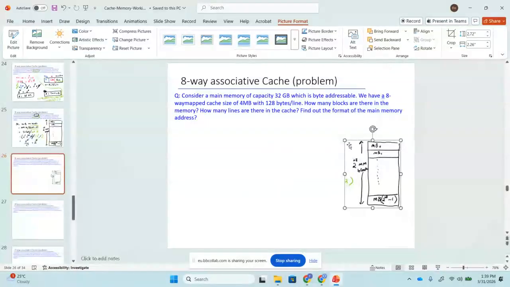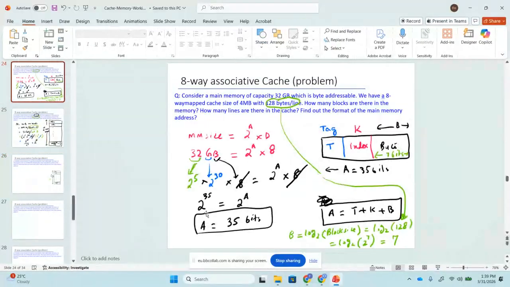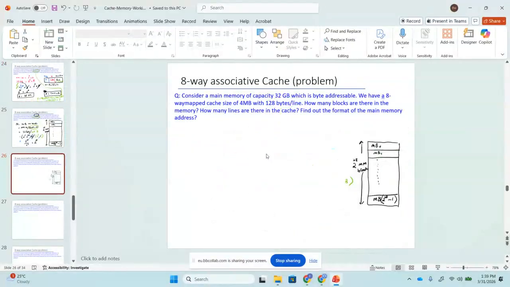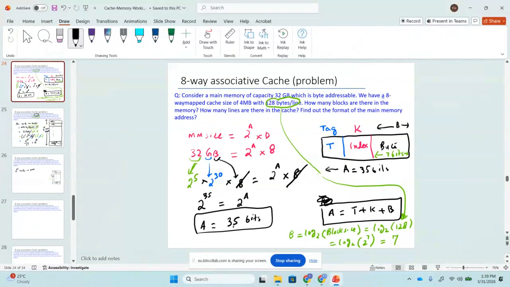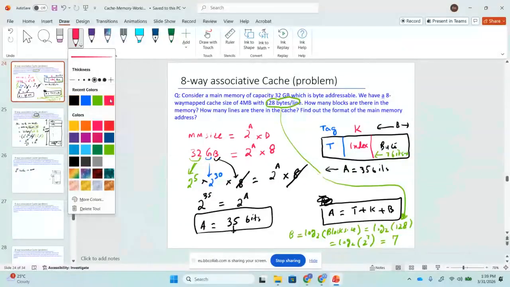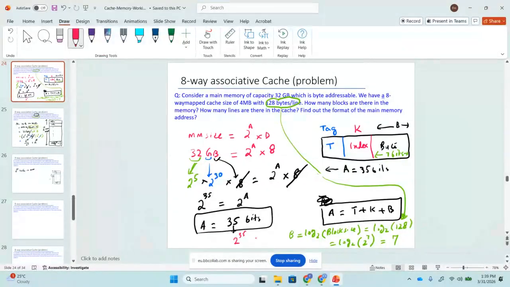Now how many bytes are there in main memory? Please remember, there are 2 to the power 35 bytes in main memory, and we did it here. This is A, because it's byte addressable, so it is 2 to the power 35. So there are 2 to the power 35 bytes in main memory.